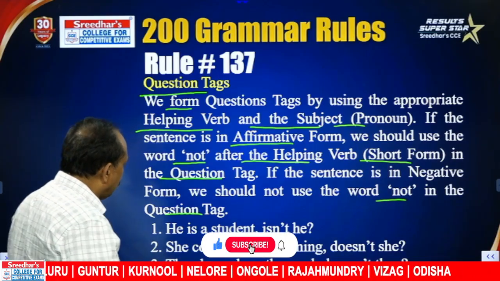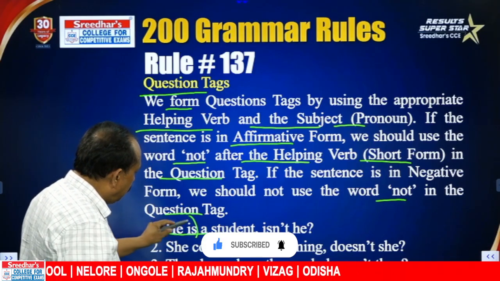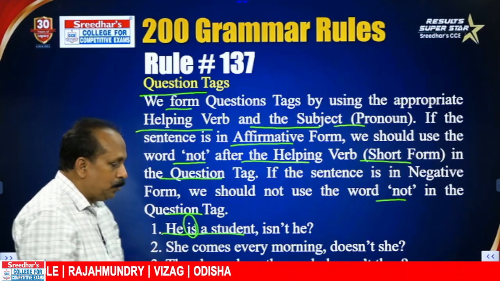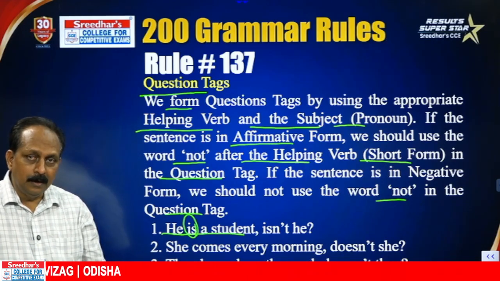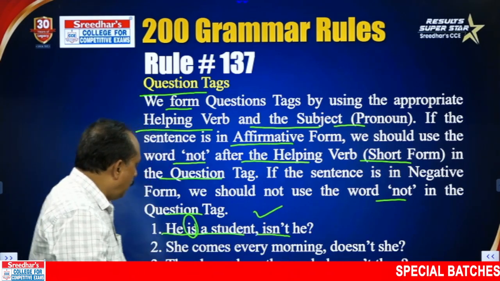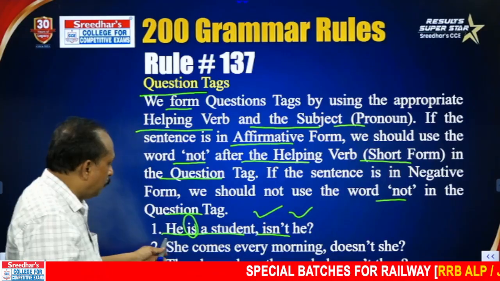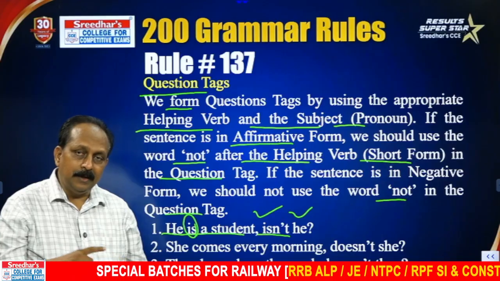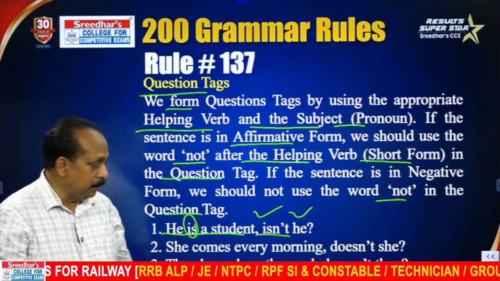Look at the example, you will understand. He is a student. What is the helping verb here? Is. We have to repeat that. Because he is a student, affirmative form, in the question tag we should use the word not. He is not. What is the short form? Isn't. And we have to repeat the subject, always a pronoun. There may be a noun. Ramesh is a student, isn't he? In the actual statement, there could be a noun, but in the question tag, we always use a pronoun.